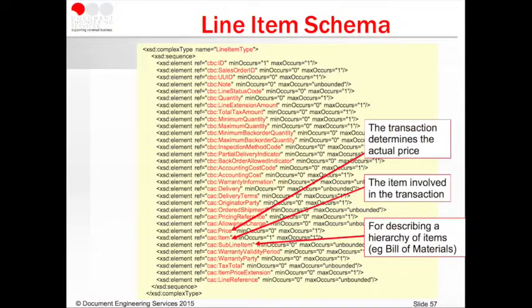And you can see from the schema here that it contains information about quantities and status, things like price. The transaction determines the actual price of the item. Then there is the component that identifies the item in the transaction. And we also allow for the possibility of having subline items. In other words, a recursive hierarchy of line items for describing things like bills of material.